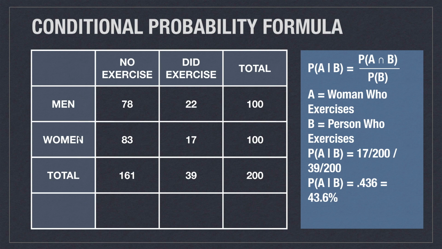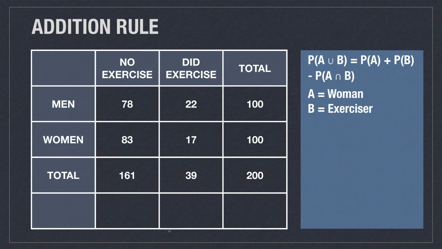And this over here is called a contingency table, and it contains all of the probabilities depending on multiple different outcomes. And intersections between the rows and columns provide joint probabilities between those events. Now, in this example, what I want to do is find out if a randomly chosen person is a woman or an exerciser. And for this, we're going to use what is called the addition rule.